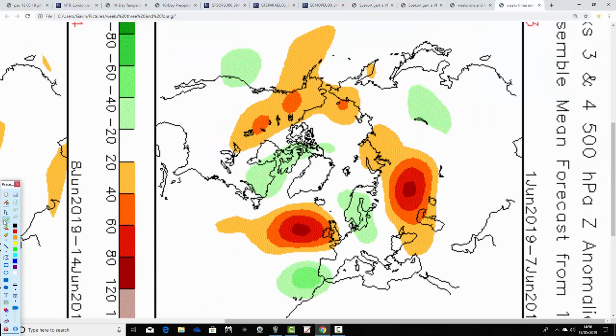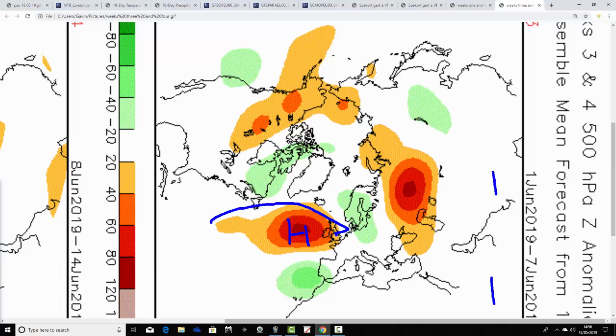Week 3 is the 1st to the 7th of June, and we have above average heights just out to our west, bringing in the winds from a west-northwesterly direction. Again, a lot of dry weather would be on offer with that, but not particularly warm.